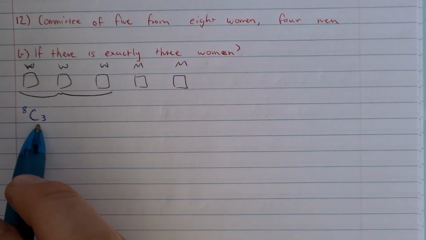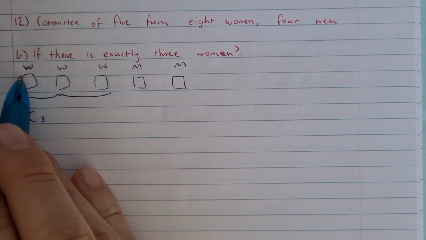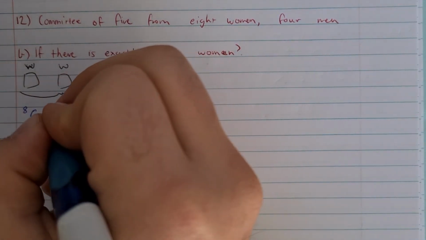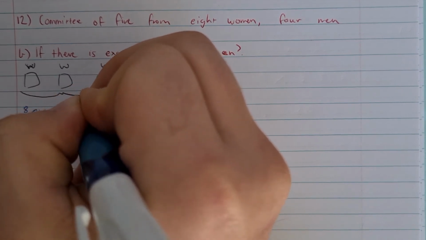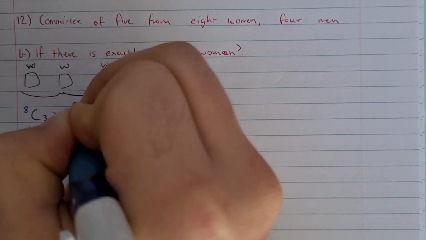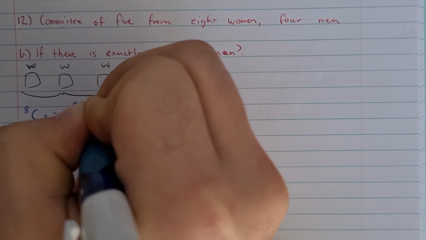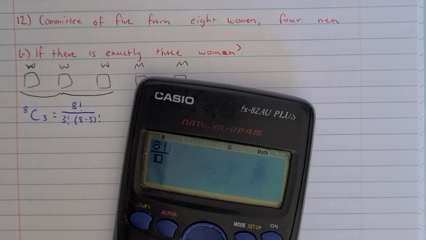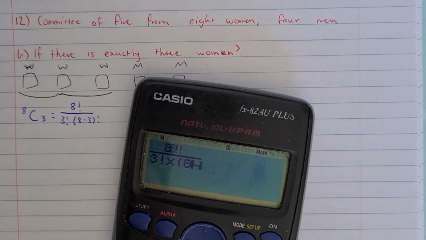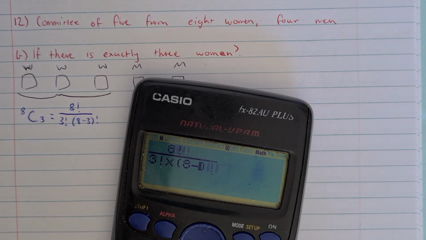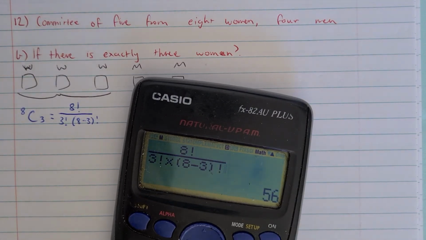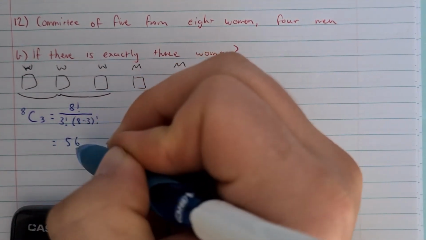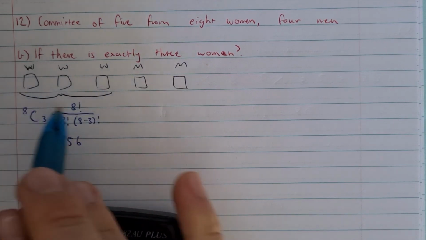So this 8C3 is going to tell us how many ways we can select 3 women from a total of 8. So let's work this out. 8C3 is 8 factorial all over 3 factorial times 8 minus 3 factorial, which is 56. So there are 56 different combinations for choosing 3 women out of 8.